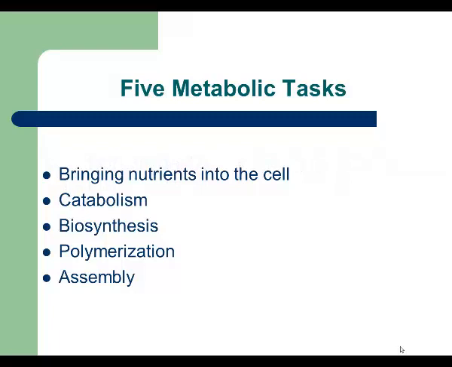Metabolism of bacterial cells has 5 metabolic tasks. The first task is called bringing nutrients into the cell. It means cells start transport of nutrients across the plasma membrane, and then they concentrate them in the cytoplasm. And the next task is catabolism. Catabolism means breaking down. So during this task, cells break larger molecules of nutrients into smaller organic compounds.